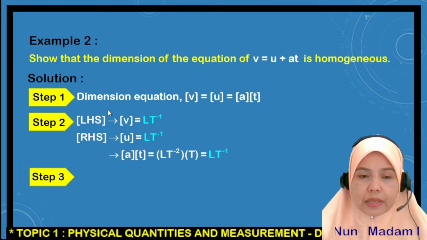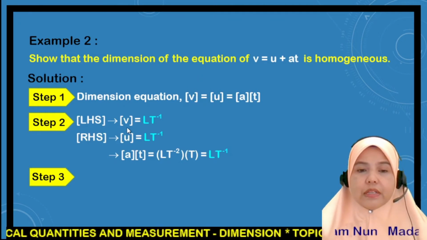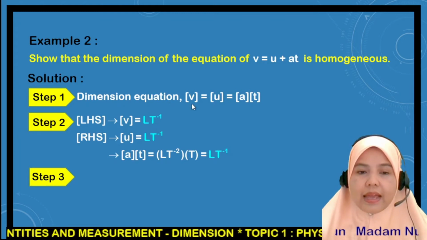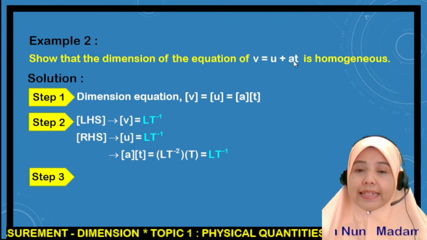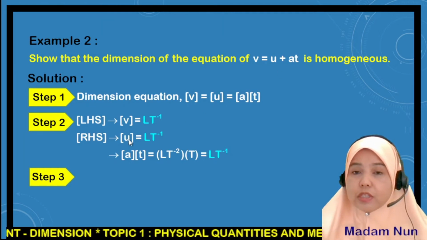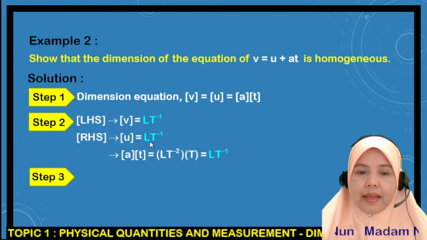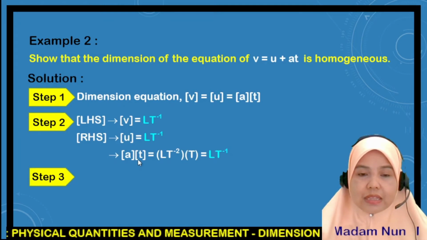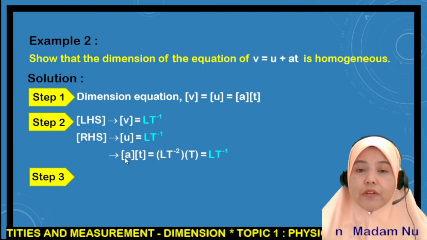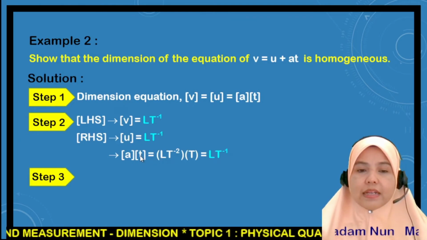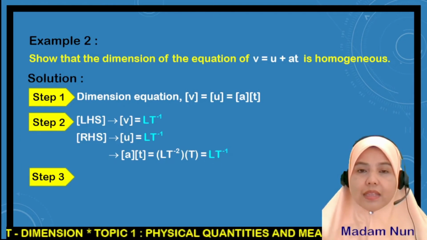So referring to the dimension of the left hand side of the equation, where we have the velocity here, the dimension of the velocity is LT^-1. And at the right hand side, we have two terms, which are u and at. The dimension for u, which is the initial velocity, is equal to the dimension of velocity, LT^-1. And for at, acceleration times time, LT^-2 represents the dimension for acceleration, and T represents the time. So you will get the dimension for at is LT^-1.